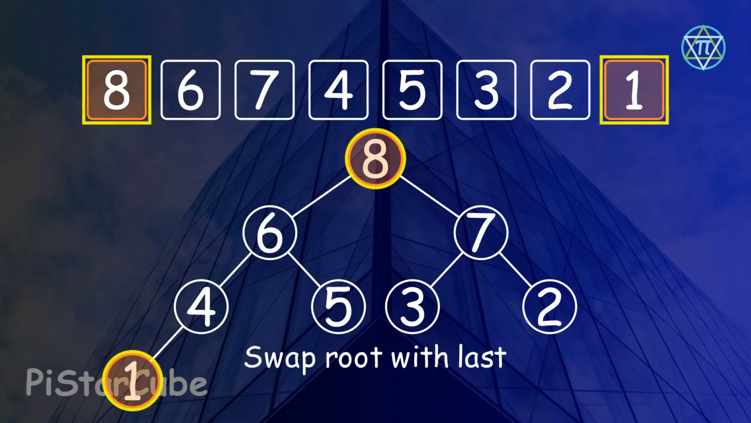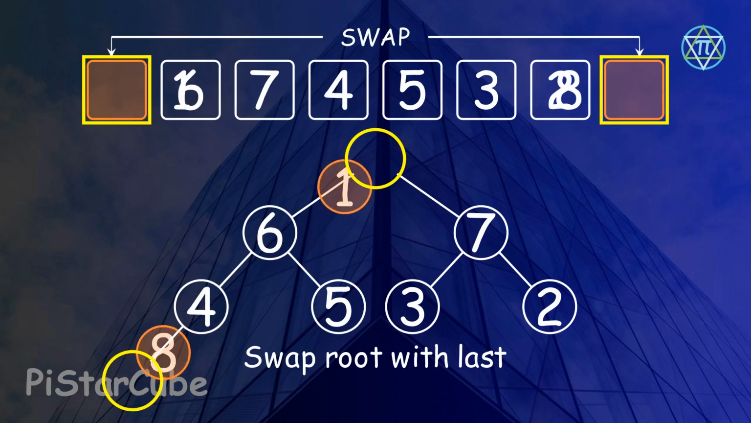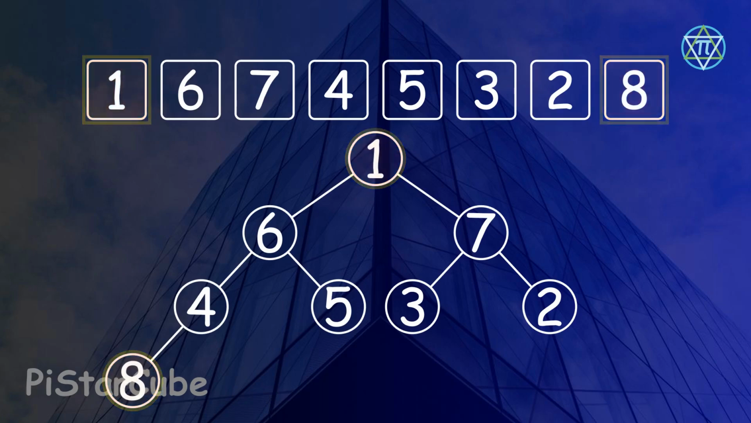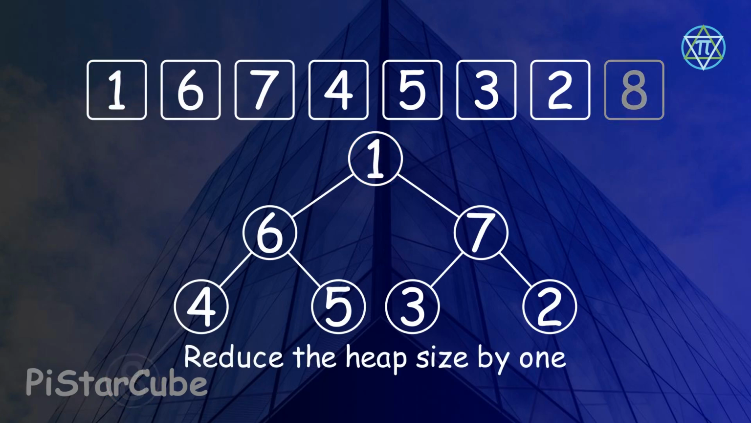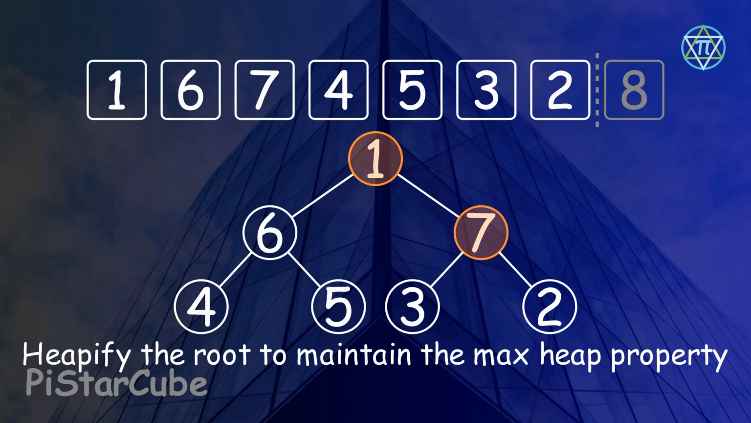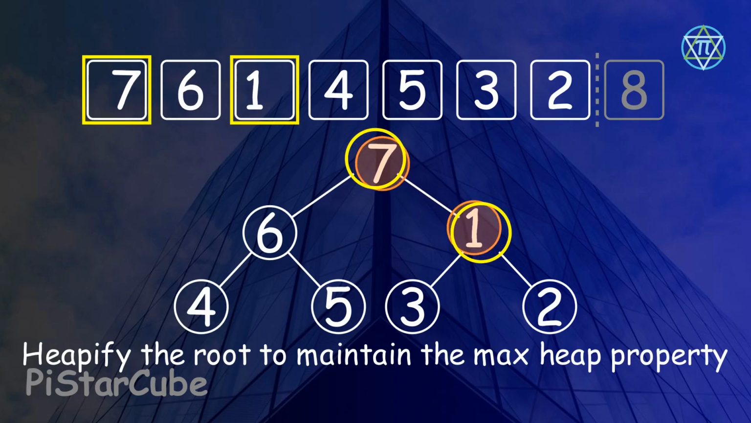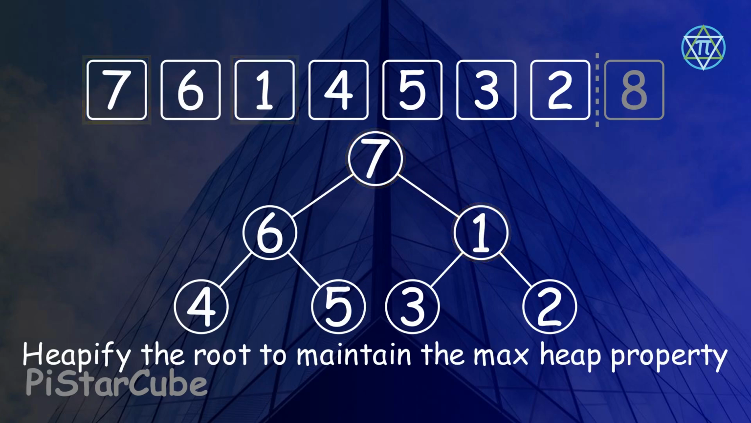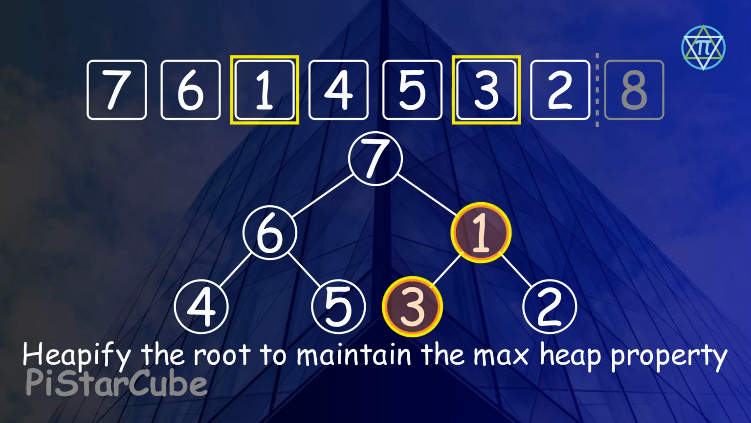Now, let's begin the swap and shrink process. First, we swap 8 and 1 and then reduce the heap size by 1. This means we remove 8 from the heap. Now we need to heapify the tree again. So we swap 1 and 7 and then 1 and 3 to restore the max heap property.